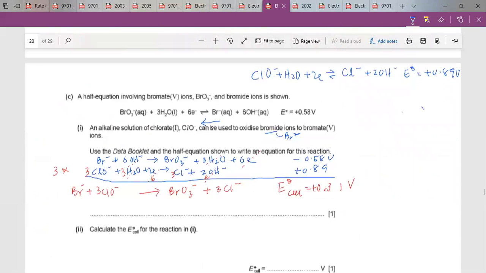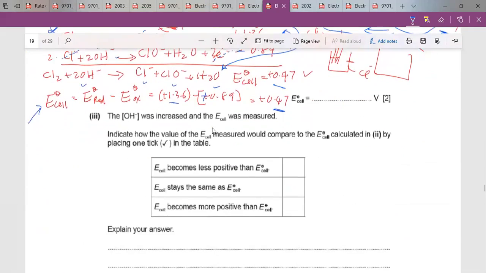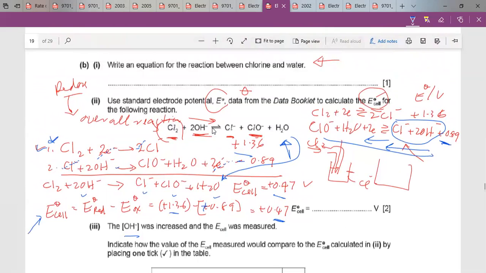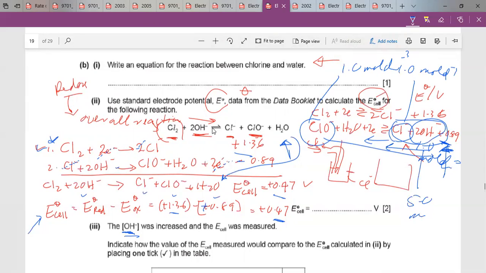Now, the other one, of course, is the concentration effect. For the OH minus, according to the standard values, the concentration is 1 molar, 1.0 mole per dm cube. Similarly, this also 1.0 mole per dm cube. So when they say OH minus concentration is increased, that means it's going to go to, let's say, 5 molar, 5.0 mole per dm cube.